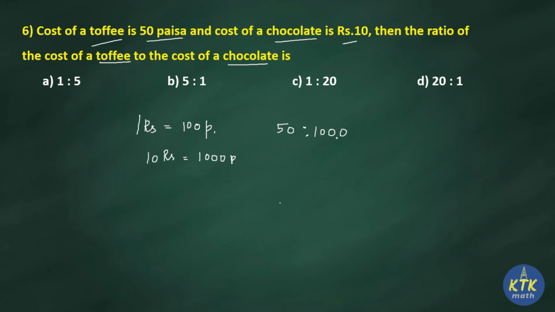So 50 is to 1000, we are going to reduce now. So 50 divided by 1000. After writing this in terms of fraction only, you can reduce this. So 0 0 got cancelled. 5 and 100. I hope you can know how many 5s are there in 100. 20 times. So numerator 1 time. So 1 by 20 is nothing but 1 is to 20. So option C is the correct answer for question number 6.